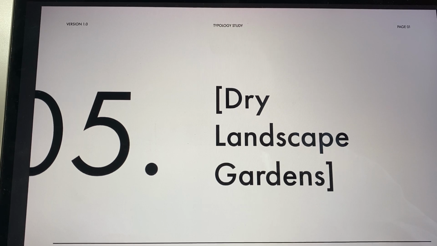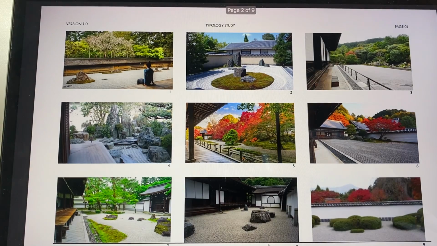So my name's Hannah and my typology study was about the dry landscape gardens in Japan. Basically I just found several different examples of dry landscape gardens throughout different time periods, ranging from the 15th century to the 20th century.